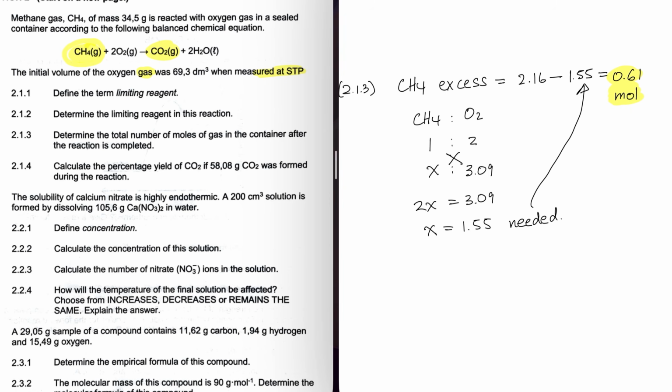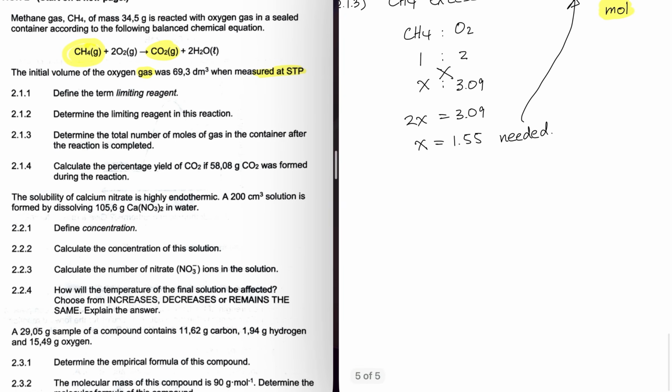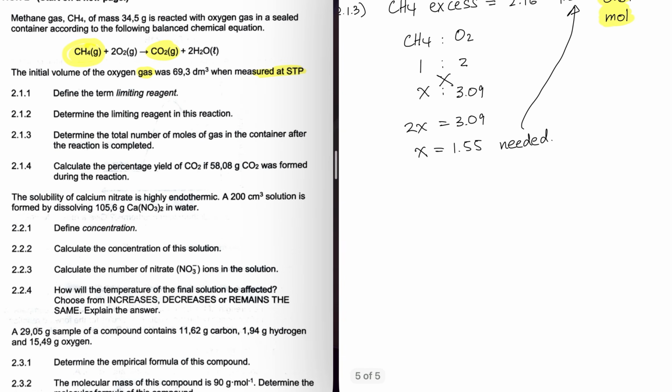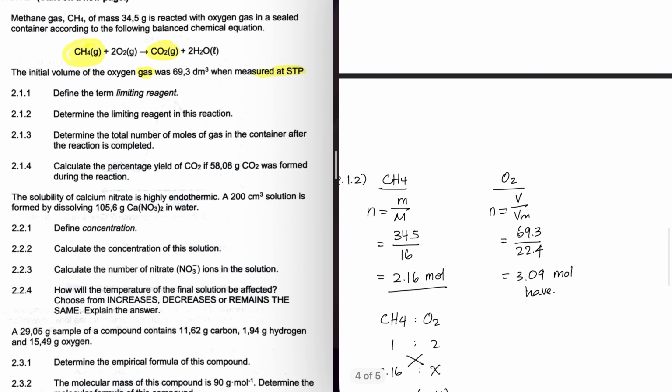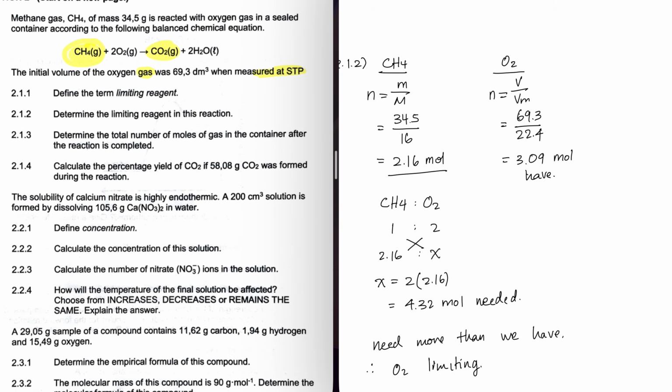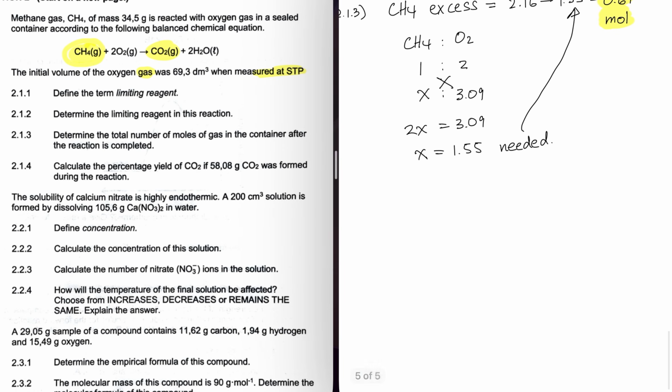Now we need to look at how much CO2 was formed. For the CO2, we can do a mole ratio. So we can look at the O2 and the CO2. O2 to CO2 is a ratio of 2 to 1. If it's 3.09 here, and that's X, we can cross multiply again. 2X is equal to 3.09. X is equal to 1.55 moles of CO2 that forms.